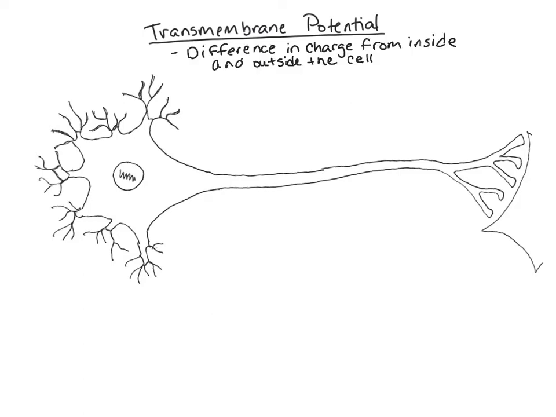The transmembrane potential, or membrane voltage, is the difference in the electrical potential between the inside and the outside of the neuron. Actually, almost all plasma membranes have an electrical potential across them, with the inside usually more negative with respect to the outside. We're going to talk about the transmembrane potential of the neuron.